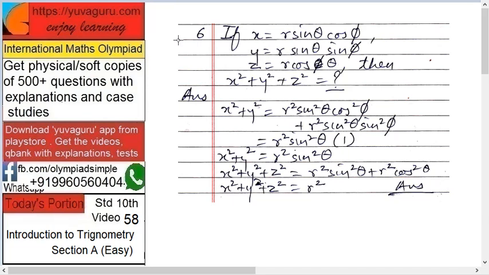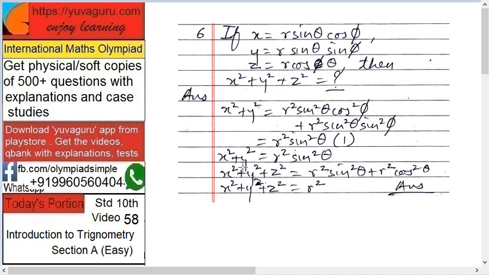Okay, so x square plus y square equals r square sin square theta cos square phi plus r square sin square theta sin square phi. So take r square sin square theta common. What remains is cos square phi plus sin square phi, that is 1. So up till now you have got this equals r square sin square theta.